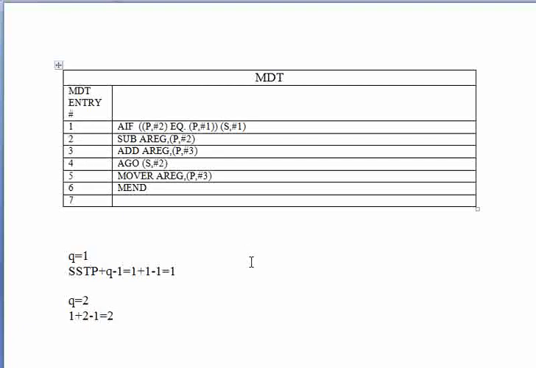Go to our MDT. Our MDT entry 1 is this AIF. Now AIF happens to be a conditional expansion statement, and these statements do not appear in our expanded code. They are used only to check the condition. So I'm going to check whether the value of P at position 2 is equal to the value of P at position 1. If that is the case, then I will go to the line where this sequencing symbol 1 appeared as a label. How do I get it? I'll have to look at the SS tab, look at position 1, look at the MDT entry there, and change my MEC value. So, P comma hash 2 is equal to P comma hash 1.